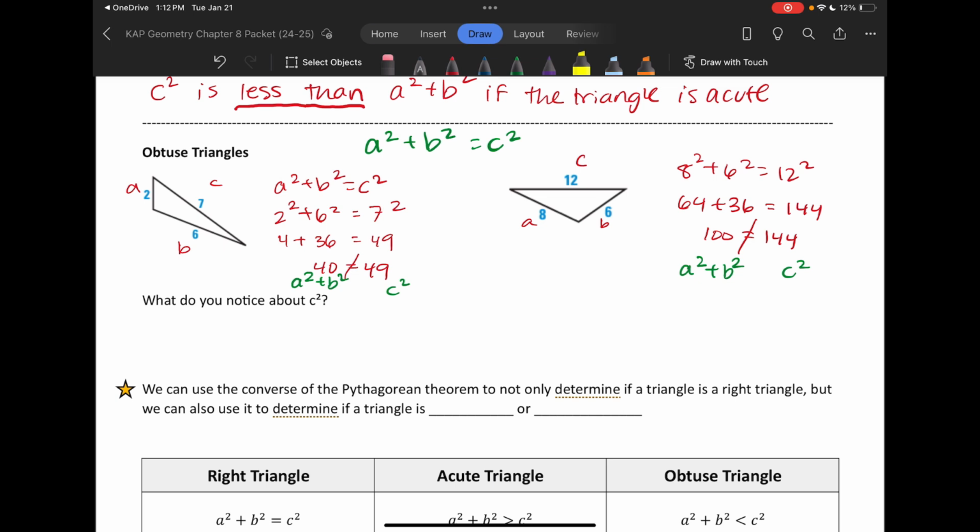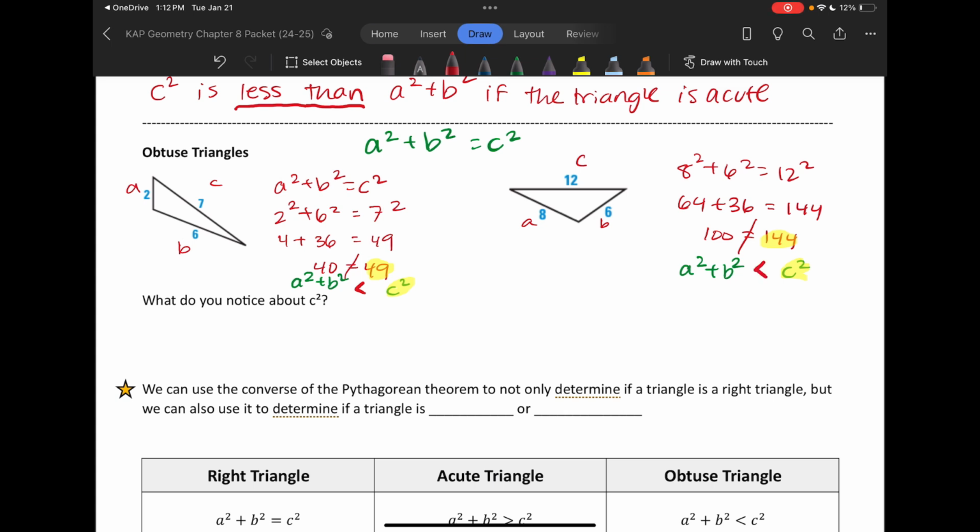Right? And so I'm going to ask you the same question again. What do you notice about c squared? Okay, what I'm noticing about c squared here is the fact that in both of these examples for the obtuse triangles, c squared happens to be bigger or greater than the a squared plus b squared. Similarly over here, the 144 is bigger than 100. The c squared ends up being greater.